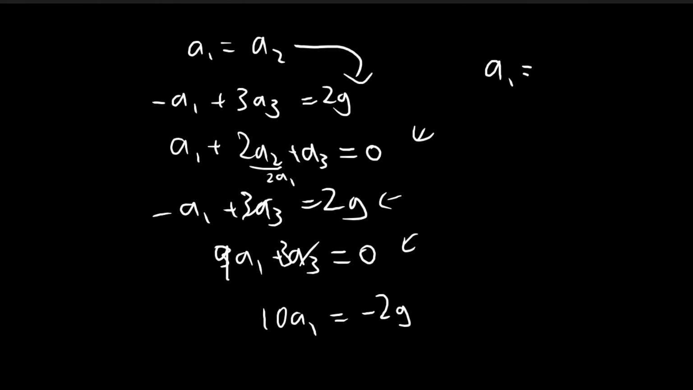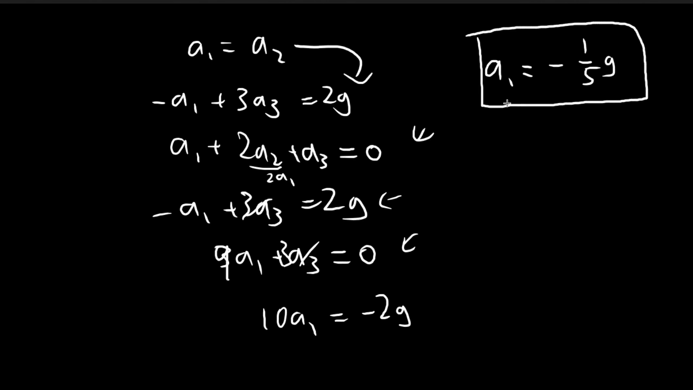So you see that a1 is equal to negative 1 over 5 g. So this is our answer. And then you can see that a1 is equal to a2. So a2 is equal to negative 1 over 5 g. So this is our second answer.